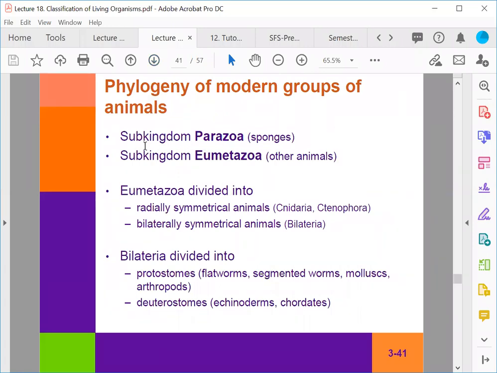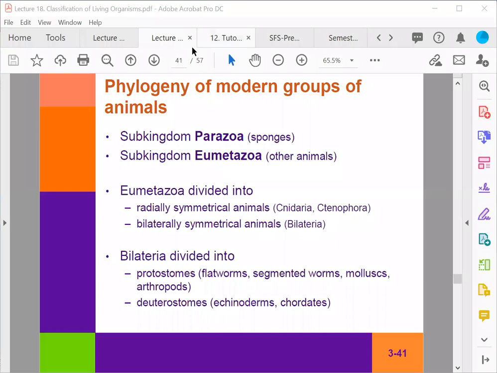All right, there are 2 subkingdoms under Kingdom Animalia. One is subkingdom Parazoa, which just includes the sponges. All other animals are placed into subkingdom Eumetazoa. Eumetazoa is further divided here into 2 groups: the animals that exhibit radial symmetry and animals that exhibit bilateral symmetry. So let's just take a look at that.